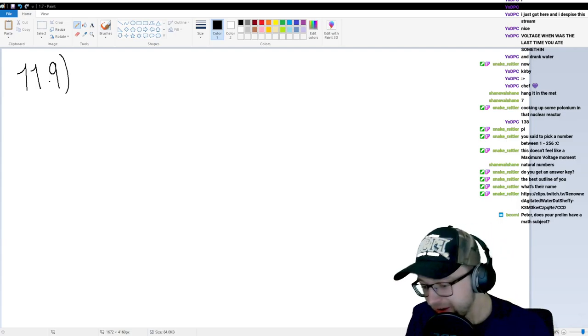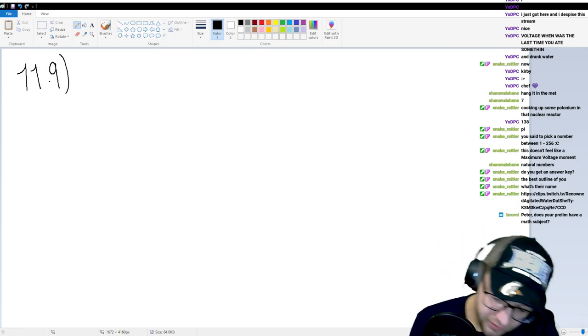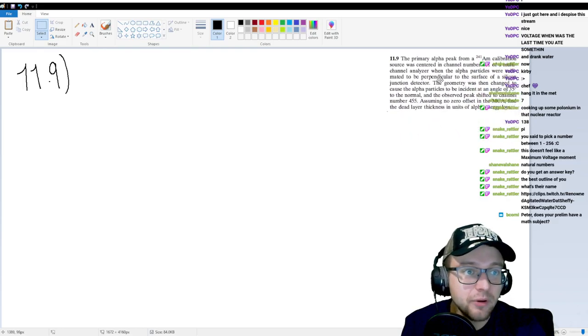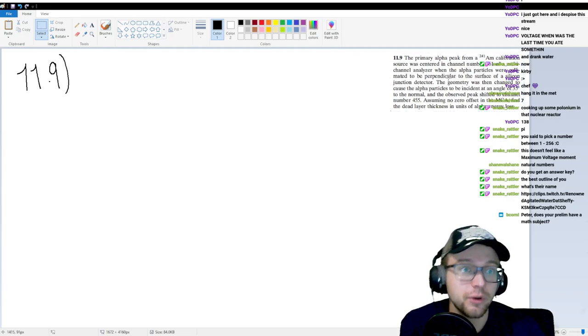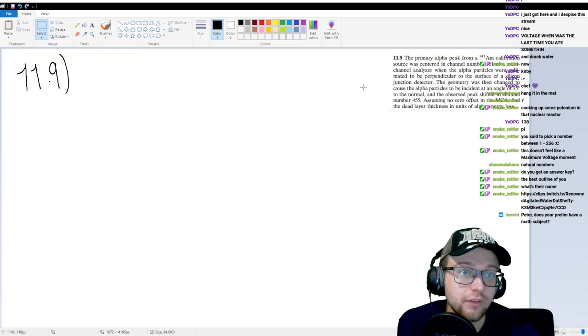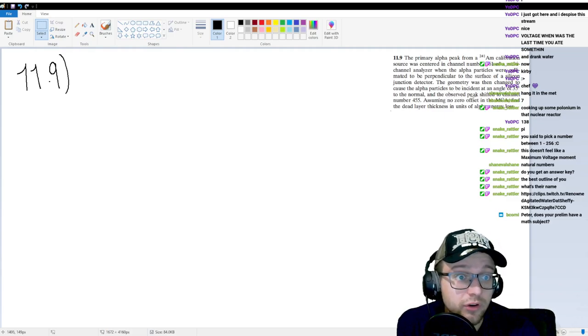The primary alpha peak from an americium-241 calibration source was centered in channel number 461 in a multi-channel analyzer when the alpha particles were collimated to be perpendicular to the surface of a silicon junction detector. The geometry was then changed to cause the alpha particles to be incident at an angle of 35 degrees to the normal, and the observed peak was shifted to channel 455. Assuming no zero offset in the MCA, find the dead layer thickness in units of alpha energy loss.